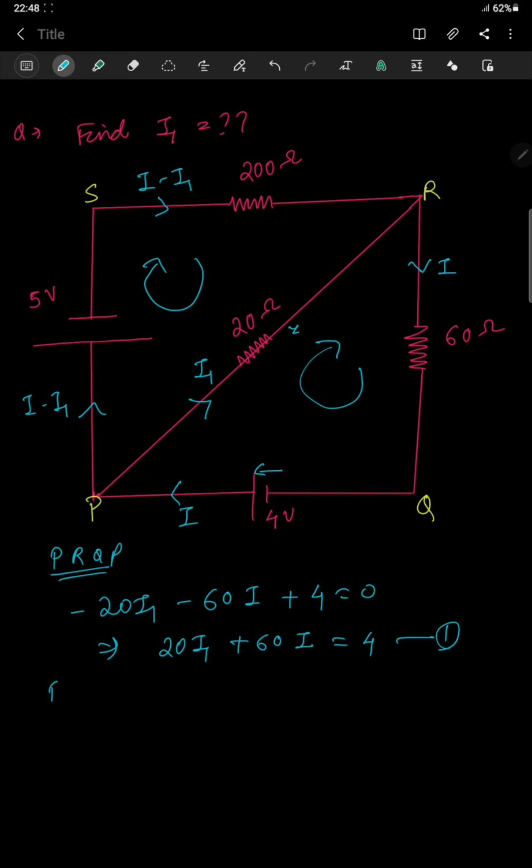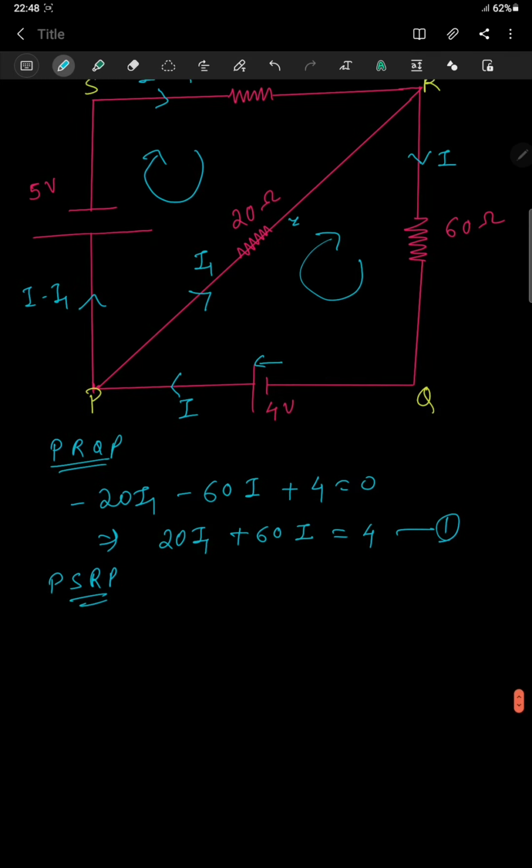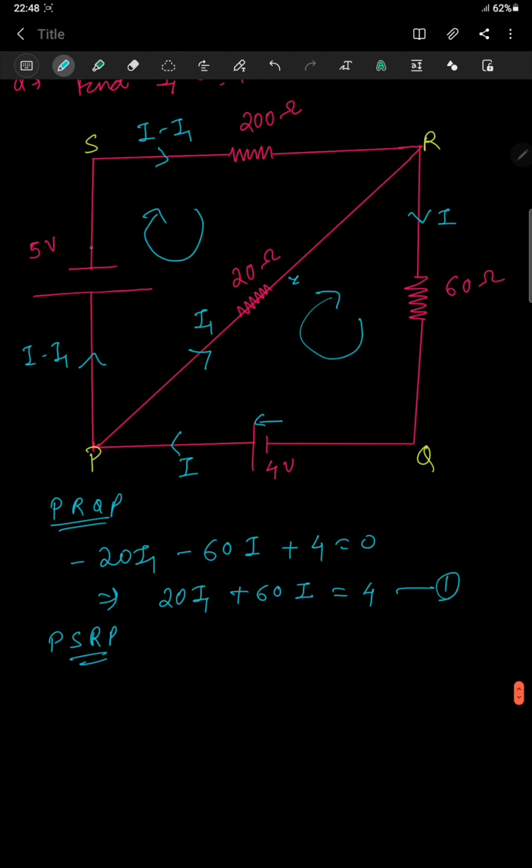Then let us go to the next loop, PSRP. This is the other loop. In the other loop, let us start from the potential 5 volt. I will move from higher to lower, so it will be minus 5. Okay. Then comes 200 ohm. Here my direction and current direction are the same. So minus 200 (I minus I1). Then comes this 20 ohm resistor. My direction and current direction are opposite, so it will be plus 20 I1 is equal to 0.